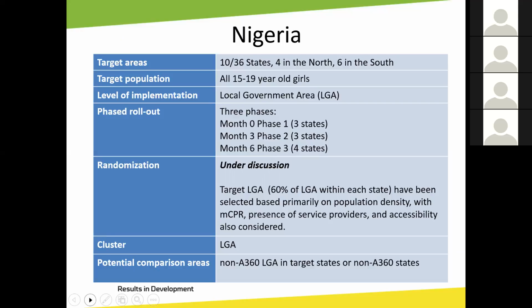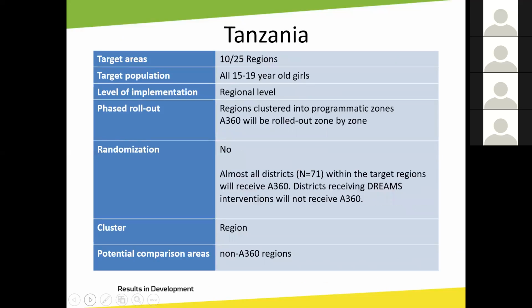Next slide, please. In Tanzania, 10 out of 25 regions have been selected. Again, all adolescent girls, we understand, are to be targeted. And the level of implementation will be the region. So regions are clustered into zones, and A360 will be rolled out zone by zone. So there will be some element of phasing, but we haven't discussed the details with Tanzania yet.